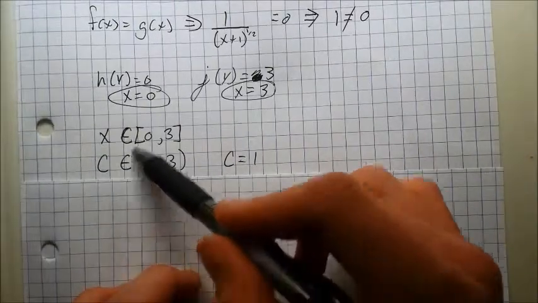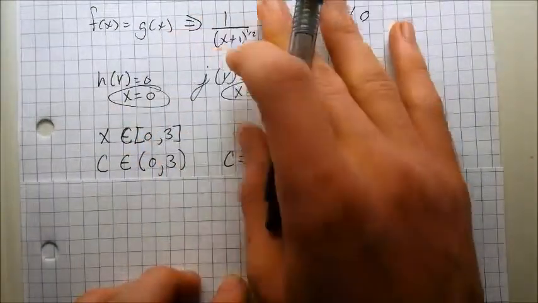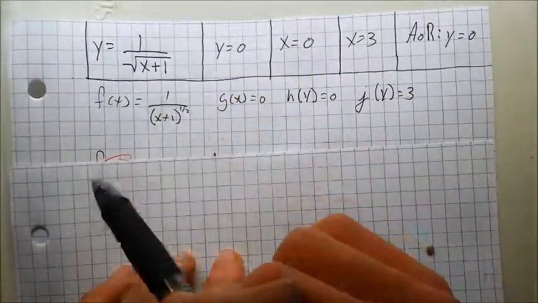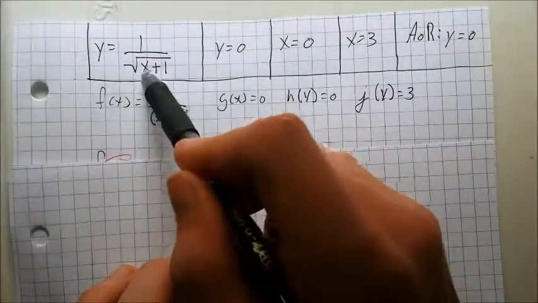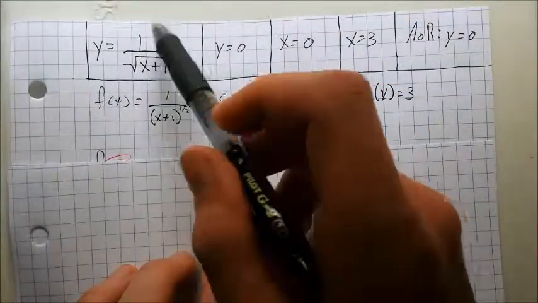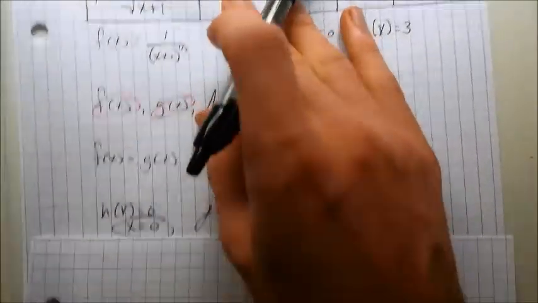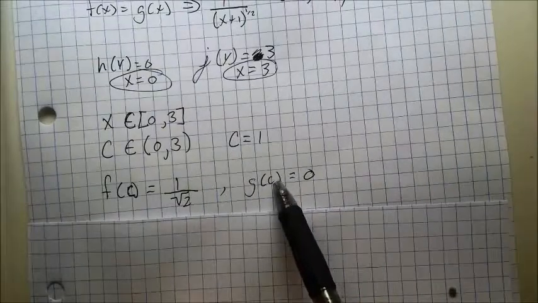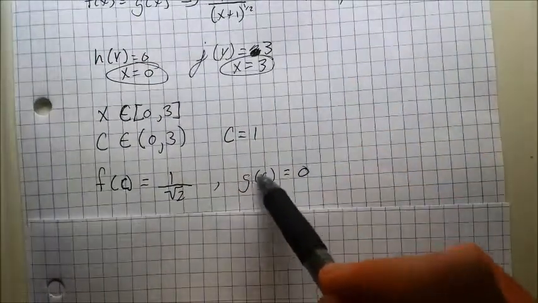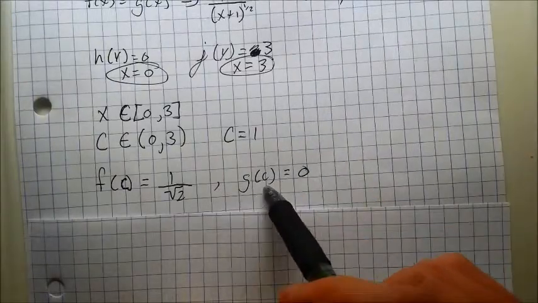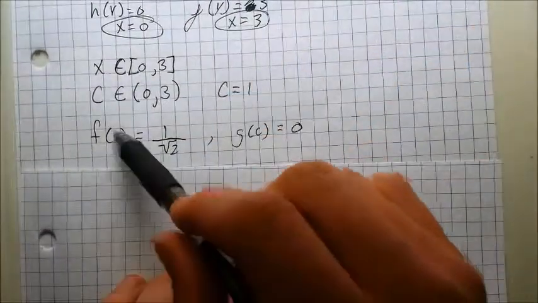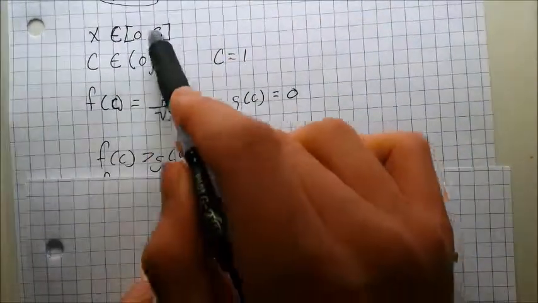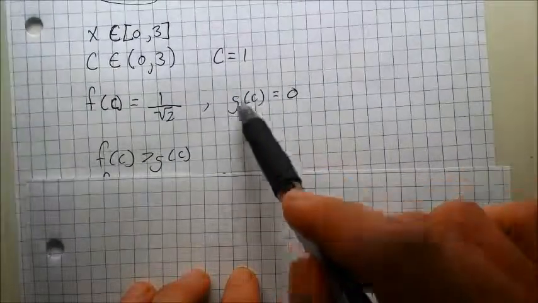And I'm going to plug this c value into our functions. So our function f of x was 1 over the square root of x plus 1. So plug c, which was 1, into this. We have 1 over the square root of 1 plus 1. Well, that's just 1 over the square root of 2. Our g of x value was 0. So we have g of x equals 0. It doesn't matter what we plug in here, we'll always equal 0. So g of c equals 0. Using these two values, we can construct an inequality, saying that f of this c value, which is in our interval, is greater than g of that same c value.